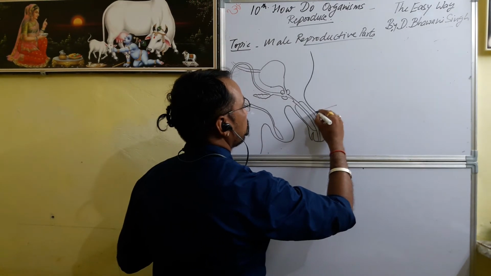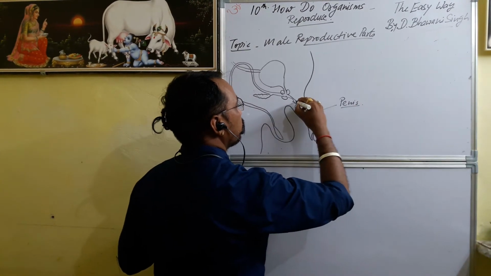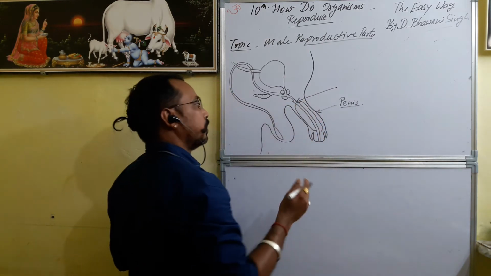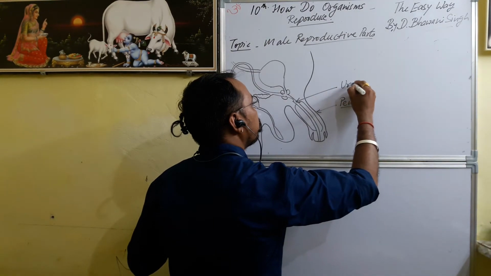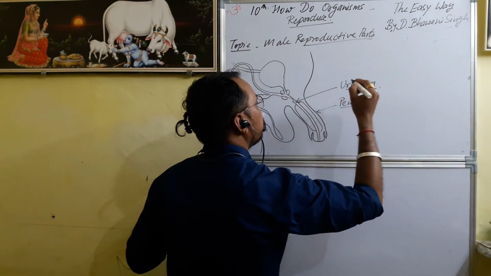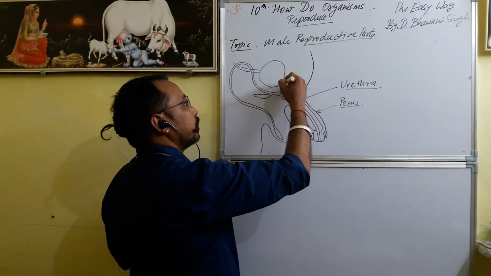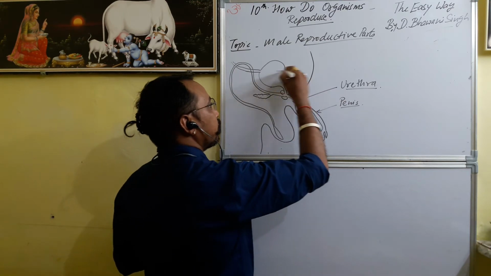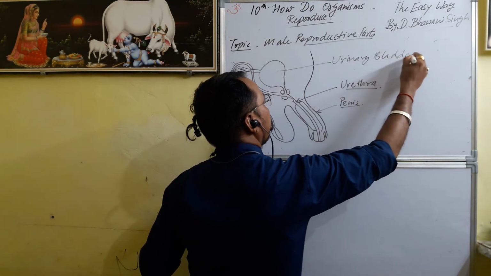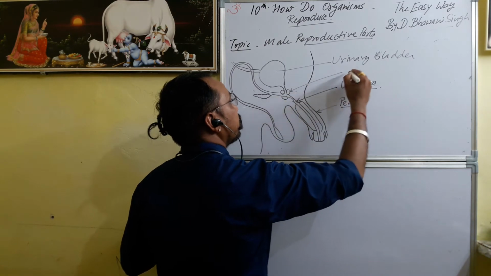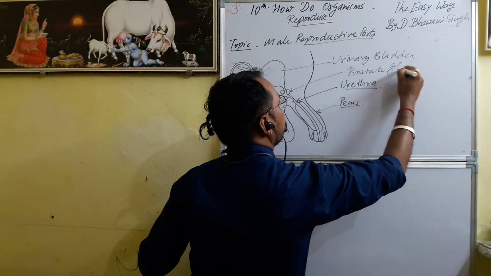This is penis, and this is the hollow tube which carries the urine also and sperms also, semen also. That is called urethra. And at the junction where urethra fuses with the duct, with this tube, with the urinary bladder, the gland is present that is called prostate gland.